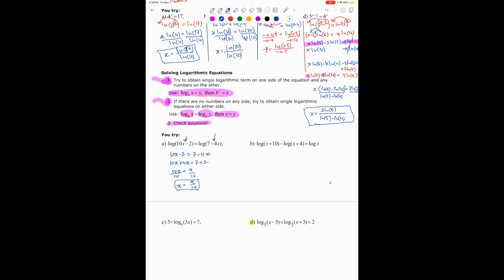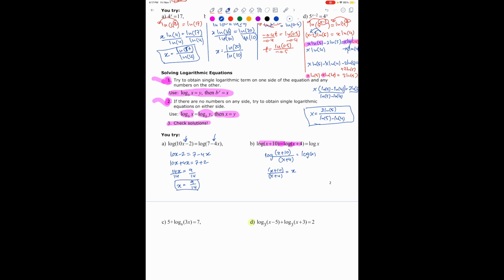For part B, notice how on the left side we have two logarithms. So we need to condense these logarithms into one logarithm. I notice there's a minus sign in between them. So that means I'm going to use the quotient rule, which is going to turn the left-hand side into logarithm of x plus 10 over x plus 4 equals logarithm of x. Now, I have log on each side of the equation, which means I can consider the arguments are the same. So I can say x plus 10 over x plus 4 is equal to x.